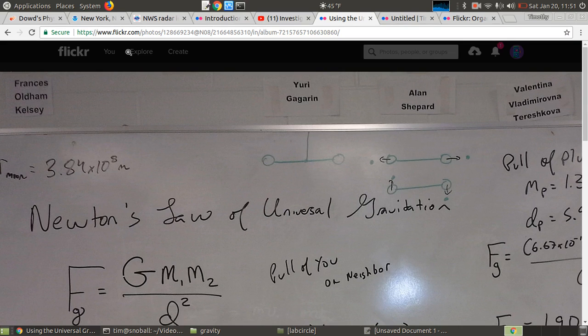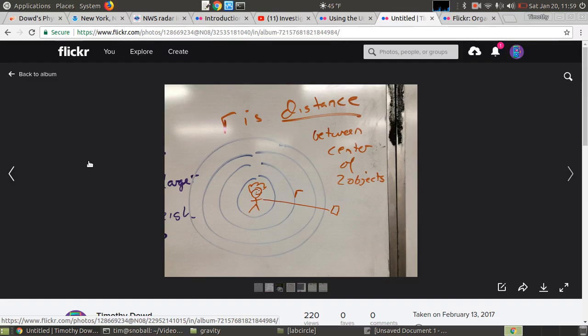The D on the bottom stands for the square distance between the two objects. A lot of times this D is written as an R, and I'll show you why. So what I've got here is a picture of me, and I'm putting a force of gravity on a box that's a distance R away. You can see that I've drawn circles spreading out from myself towards that object. The object is on the outermost circle, whose radius is the distance between me and it. We're going to see that that's how the law of gravity seems to work.